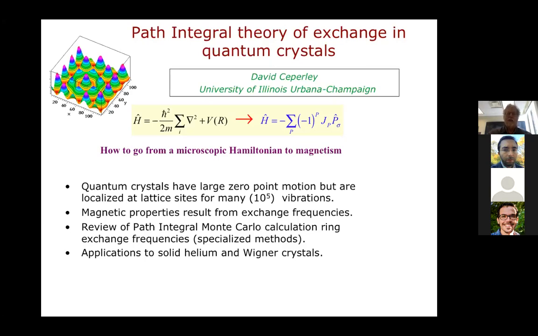Basically, it gives us an example of how we can go from a continuum Hamiltonian, here a non-relativistic Hamiltonian, into a spin Hamiltonian in a more or less rigorous and numerically accurate fashion. This would be useful if we could do this on strongly correlated materials. I'm not saying that we can, but this may be a goal. I want to explain how we do this, and a little bit about the physics of that, and sketch how we do the path integral calculations and the applications to helium and to Wigner crystals.